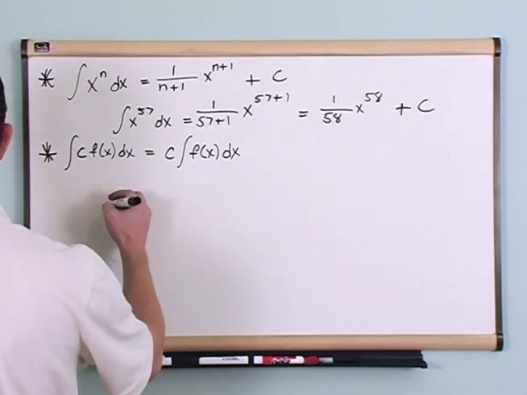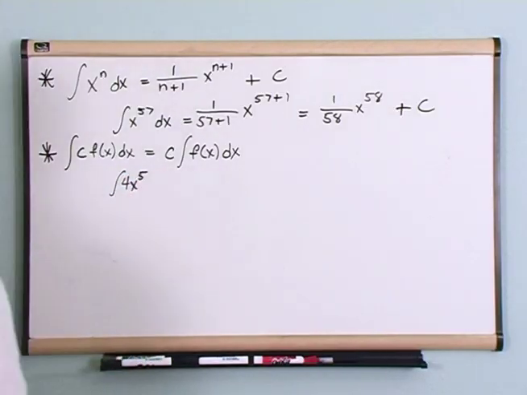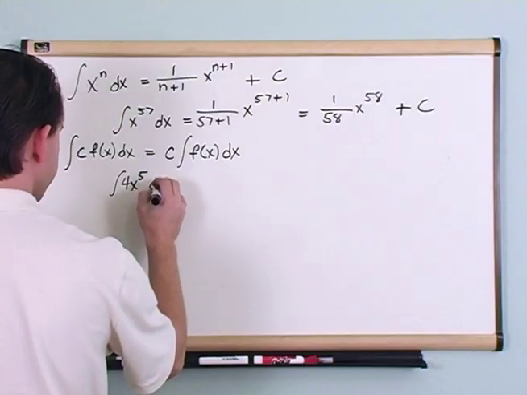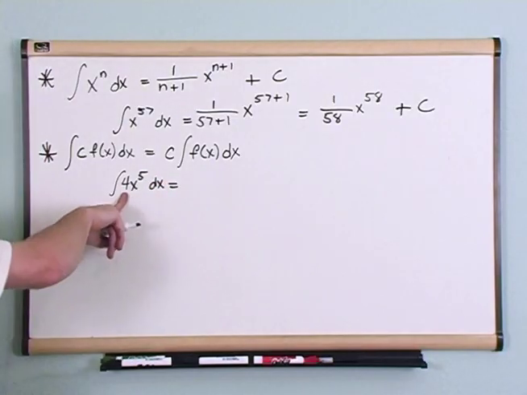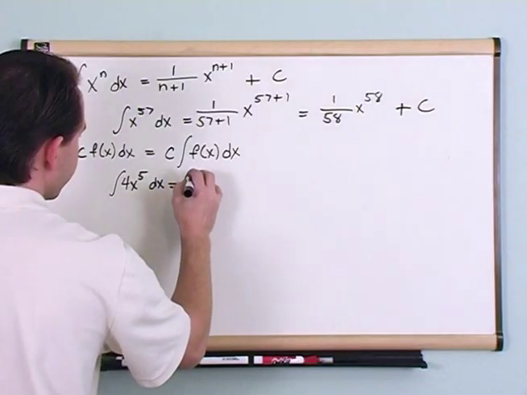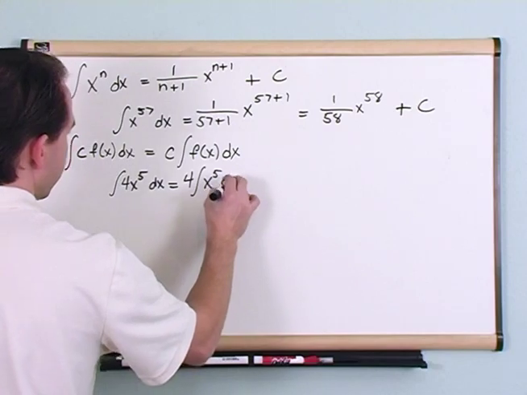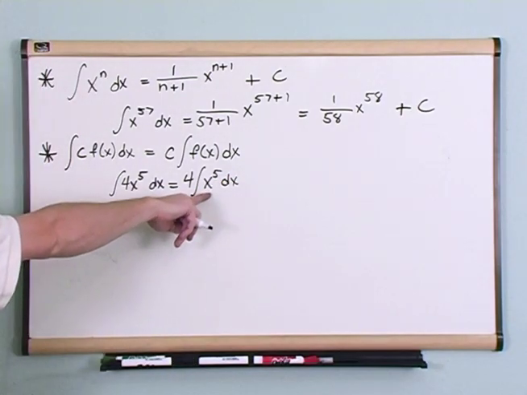So an example of that would be the integral of 4x to the fifth power dx. Well, you've got a constant in the front, and you've got a function of x, x to the fifth. So really what you're doing here is you put the 4 out in front, and then you take the integral of what's left over. And I just showed you how to take the integral of x to the fifth.